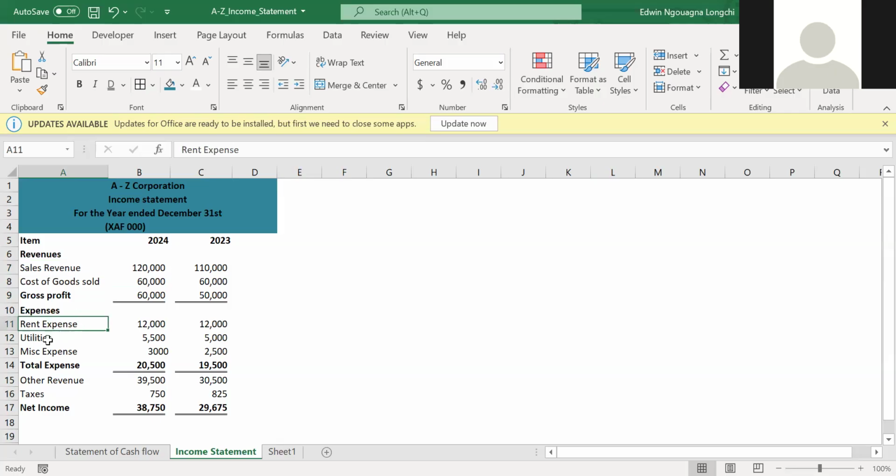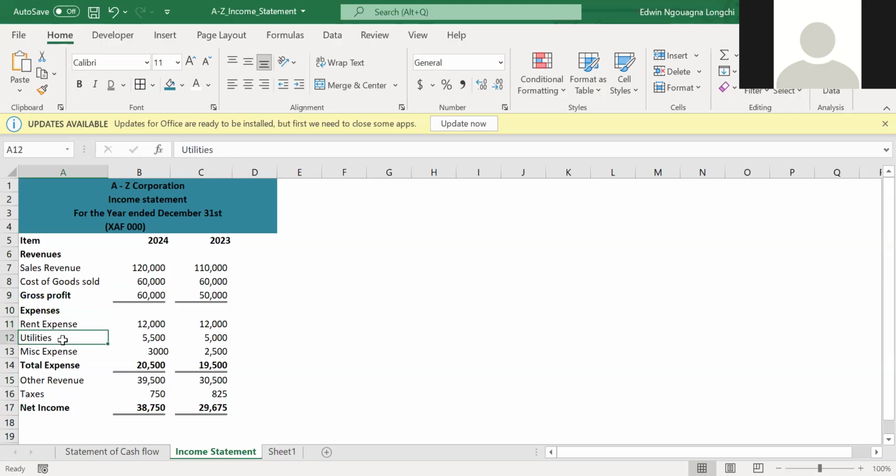Expenses are indirect expenditures, how do I put it? These are other expenses that you cannot directly trace to a particular product, because here you can trace this cost of goods sold to the goods that you sold. But the rent, can you trace the rent of your store to a particular product? No.